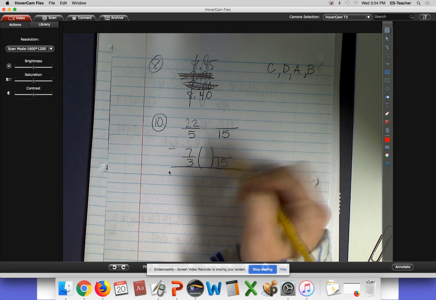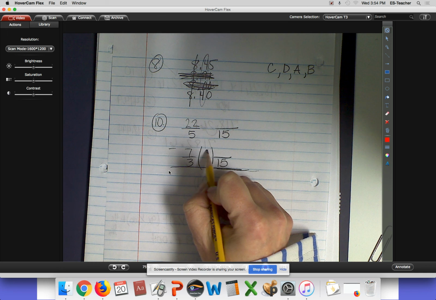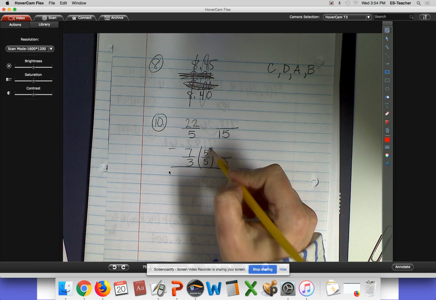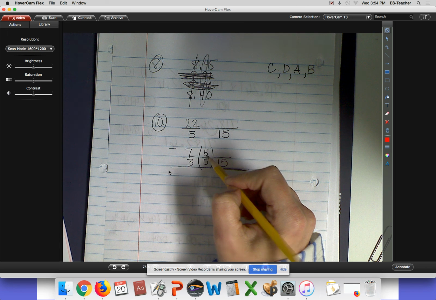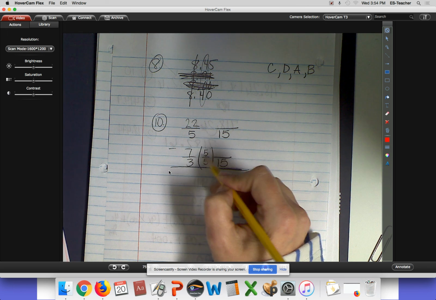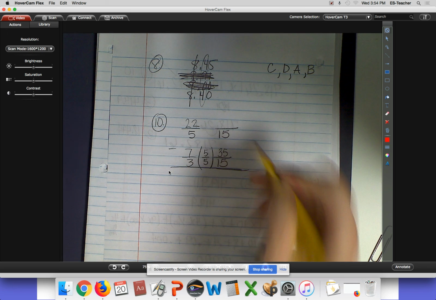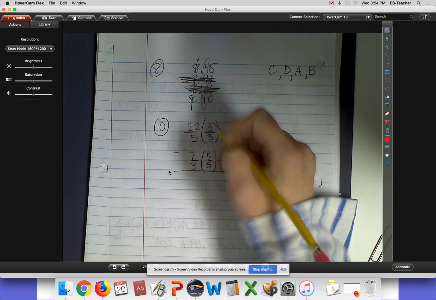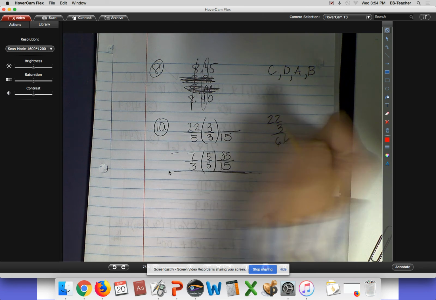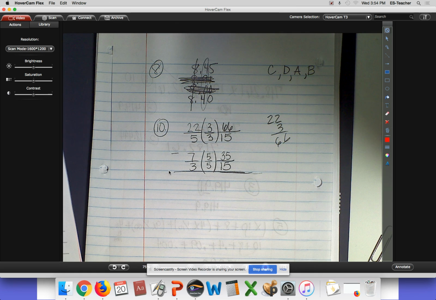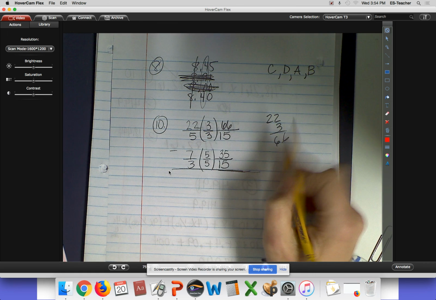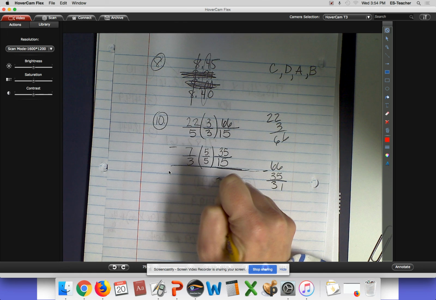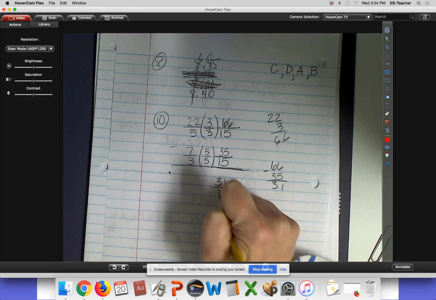Now I ask myself, how did I get from 3 to 15? That's multiplying by 5 over 5. You're really multiplying by 1, but you're showing it as 5 over 5. So 7 times 5 is 35. Then here you multiply by 3 over 3. 22 times 3, I have to do on the side, is 66. Now I do 66 minus 35, and that's going to be 31 over 15.